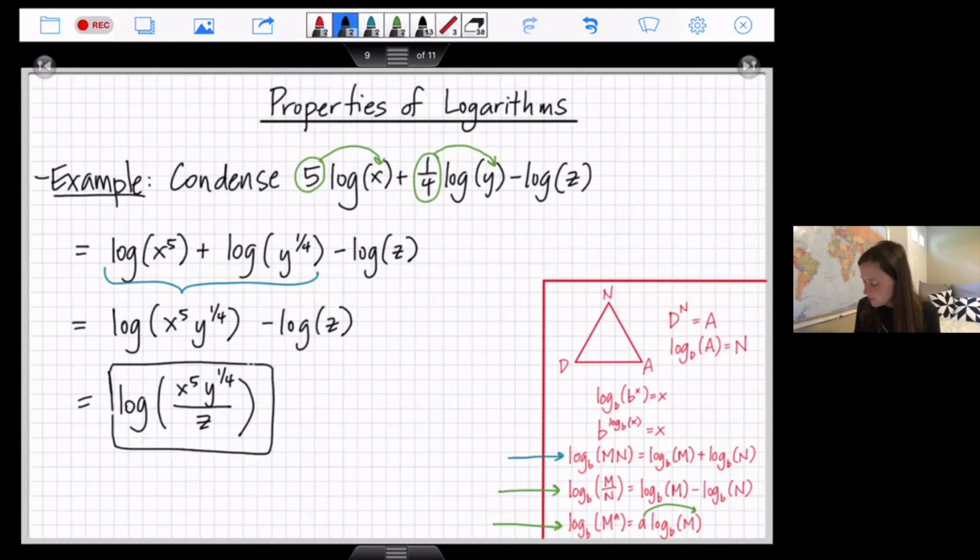The only other thing you could do is to rewrite that y to the 1/4 as the 4th root of y, and that's fine if you want to do that, or you can leave it as y to the 1/4. All right, that's it for log properties, and I'll see you in class next time.